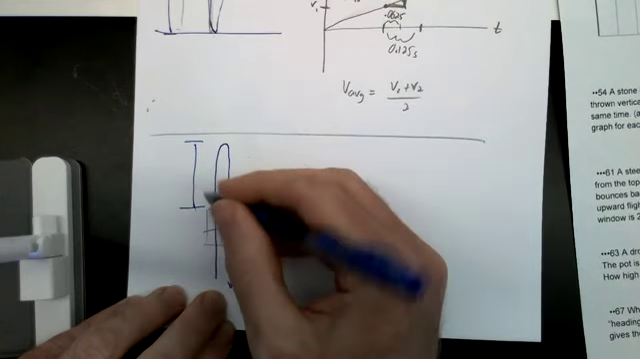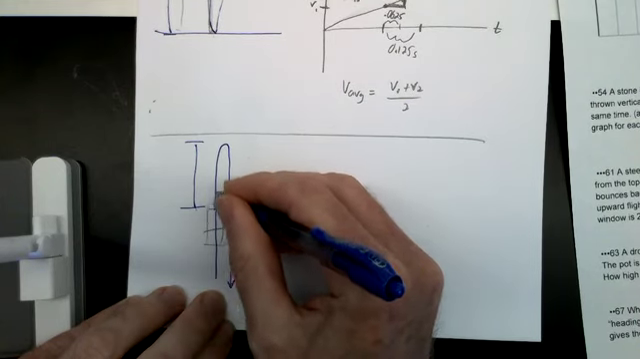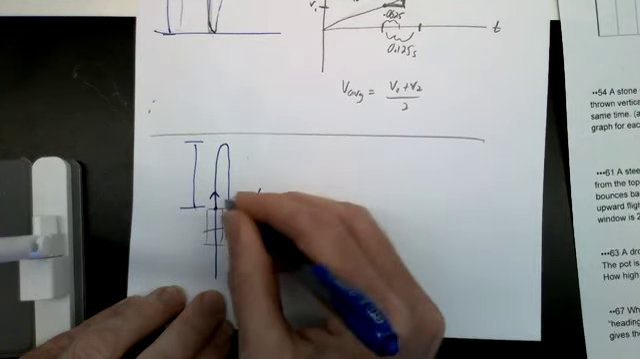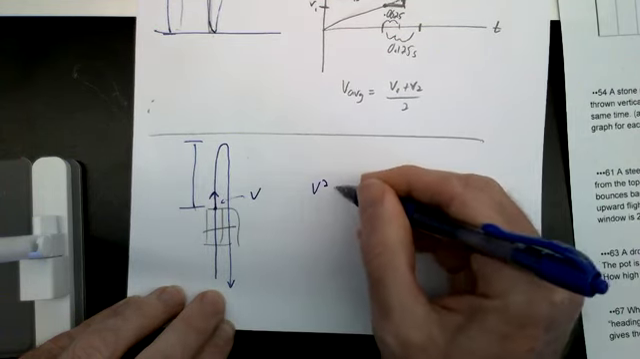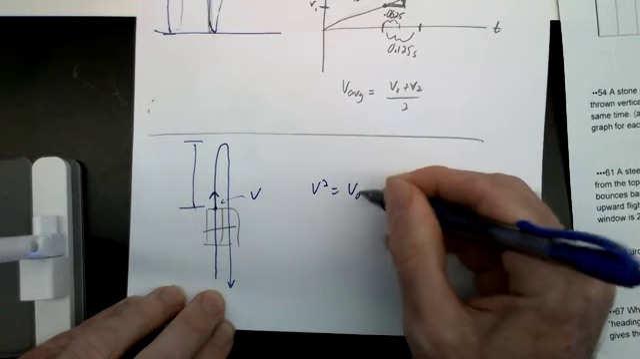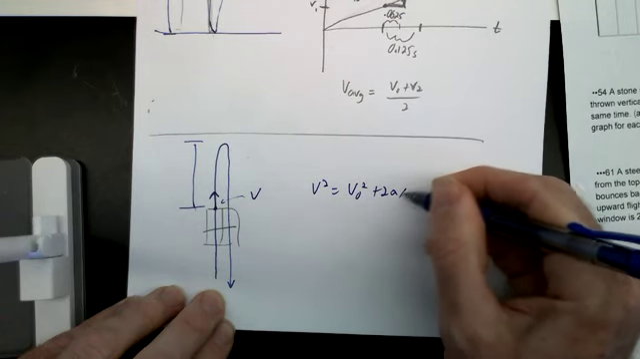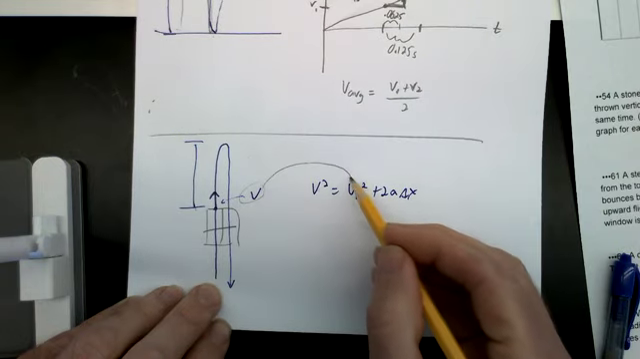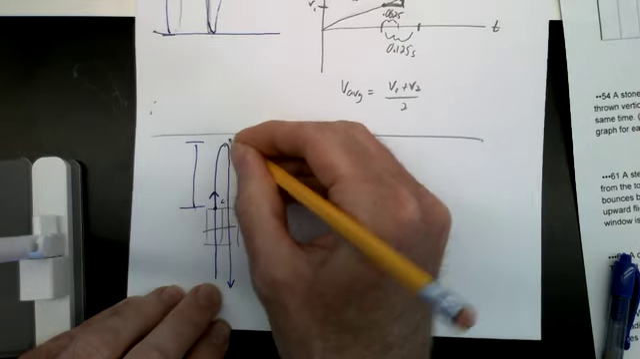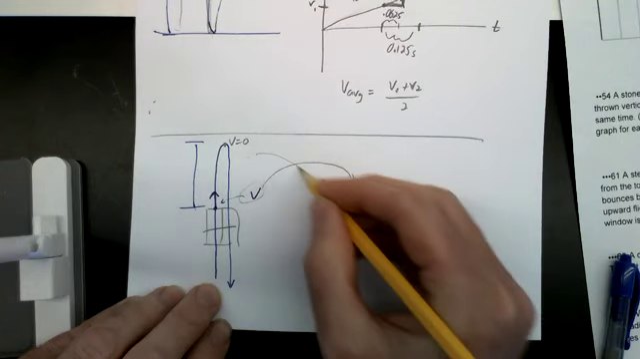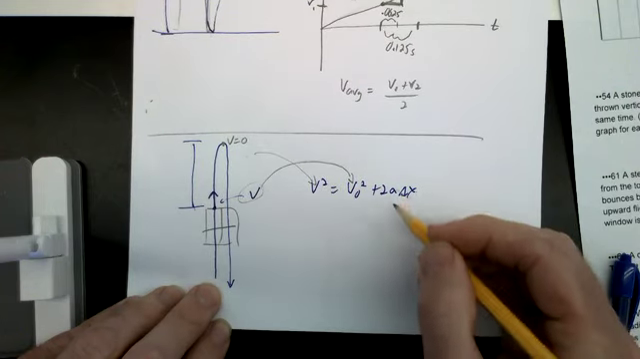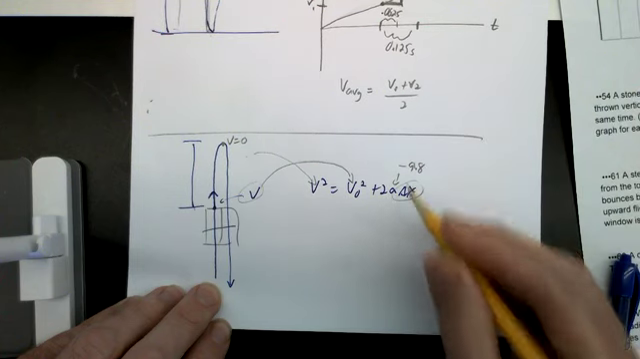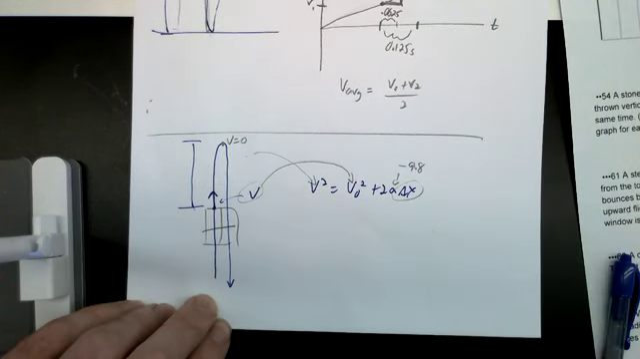If we knew what the velocity was right there at that point, then we could use our good old v squared equation, v squared equals v0 squared plus 2a delta x. We could put this velocity in there, and the velocity at the top is 0. And our acceleration we know is negative 9.8, put that in there, and then we can figure out what the distance is right there.